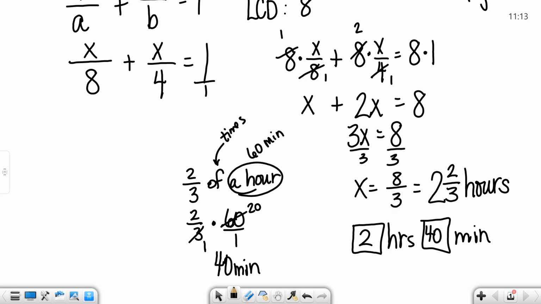Now, I'm not certain that my math lab does that, but I have seen it before in my math lab, so I just wanted you to be prepared. It might let you type in 2 2/3 hours, but if there is a box for minutes, 2/3 will not work. You must turn that into minutes.